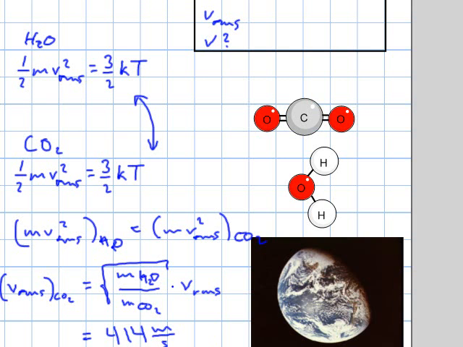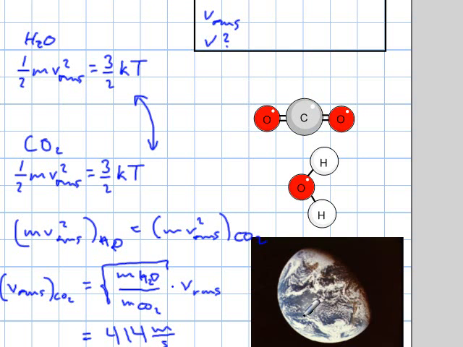By the way, where I came up with the mass numbers is at the back of the book, the table of the elements. You look at the mass numbers for, I'm sorry, not atomic numbers, atomic mass was correct. So you look it up for oxygen, which is virtually 16. You look it up for carbon, which is virtually 12. You look it up for hydrogen, which is virtually 1. Even rounded to 2 or 3 significant figures, the answer then is 414 meters per second.